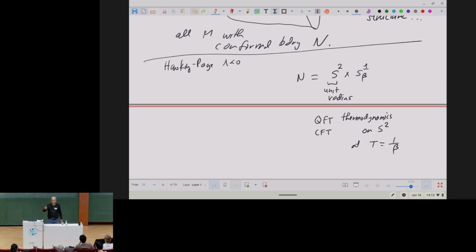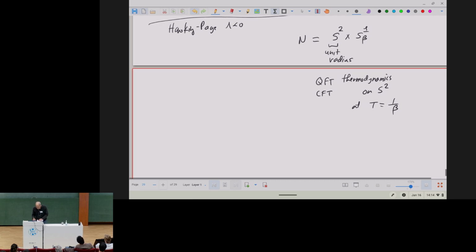So as one of the questioners asked this morning in objecting to my statement that the nature of the states that contribute to black hole thermodynamics was unclear, from a boundary point of view, it's completely clear. We're just doing ordinary thermodynamics of a standard type of quantum field theory, which is in favorable cases even known what quantum field theory it should be. In the bulk, though, we do quantum gravity on all M's of conformal boundary N.